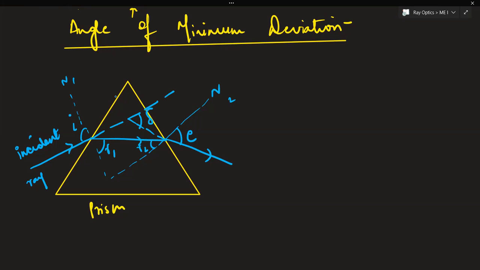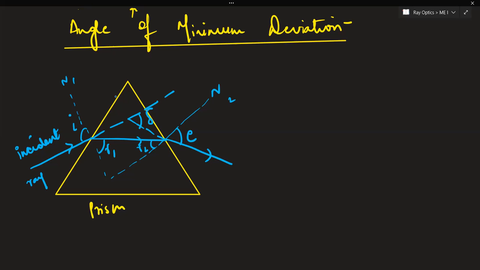Now, if different incident rays fall upon this prism, you will have different angles of deviation depending upon the angle of incidence, right? So one value will be there which will be the least among all the values. That least or minimum value, you call it the angle of minimum deviation. So the angle of deviation is the deviation of the incident ray from the refracted ray.